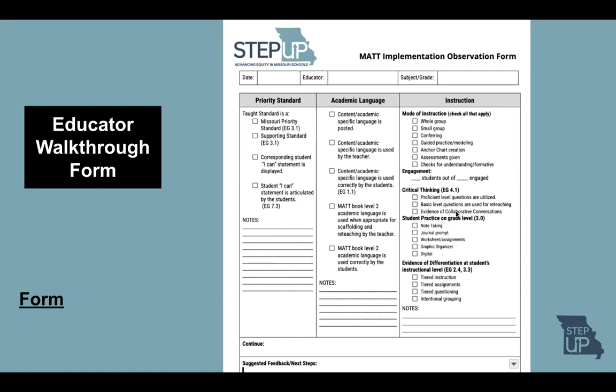Is there any evidence of collaborative conversations? And then how is that being practiced at the 3 level? And then what is the evidence for differentiation? And remember, the EG stands for educator growth. So 2.4 and 3.3, do we have tiered instruction, tiered assignments?